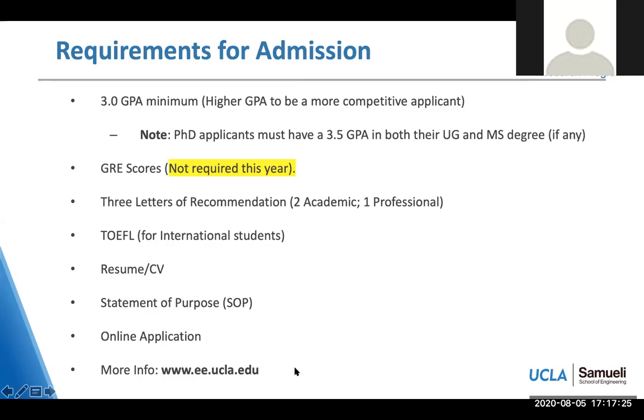This is just a quick overview. If you want to see all the requirements in detail, you just go to our website, which is listed at the bottom, www.ee.ucla.edu. We'll be updating information as things change, whether we change the deadline, or, for instance, the stuff about the GRE score, that's going to be updated on our website. So just check if you have questions. If you forget, just go to our website.